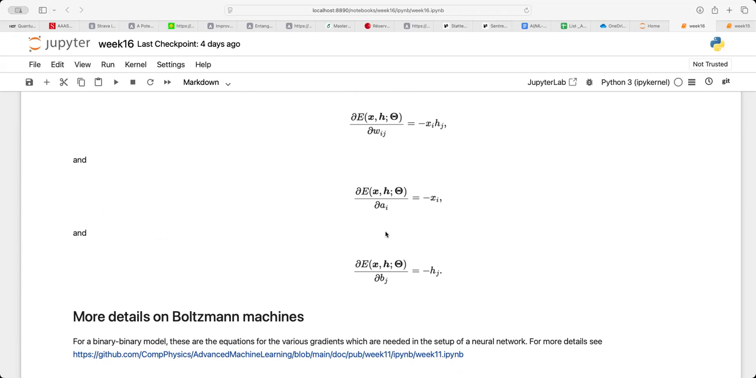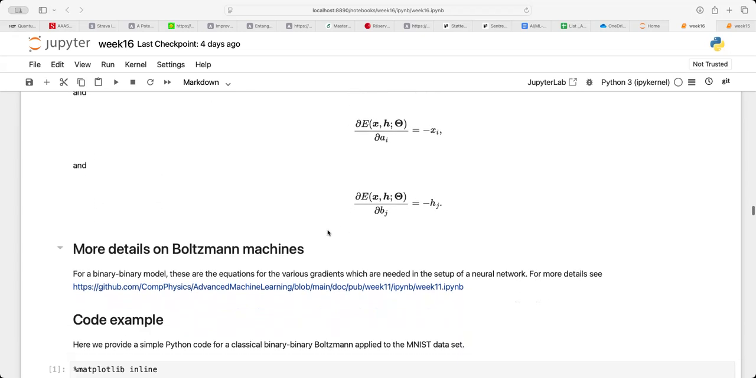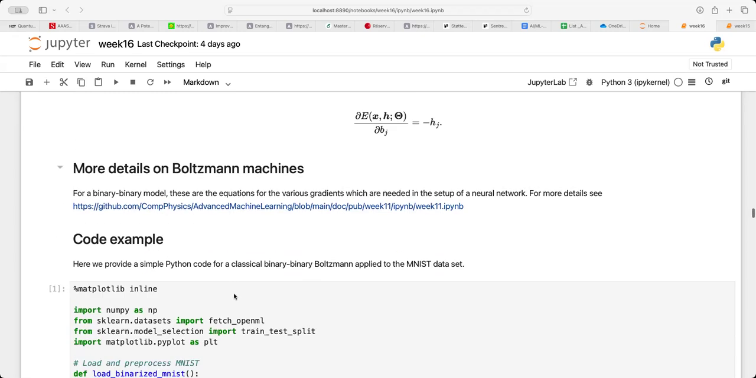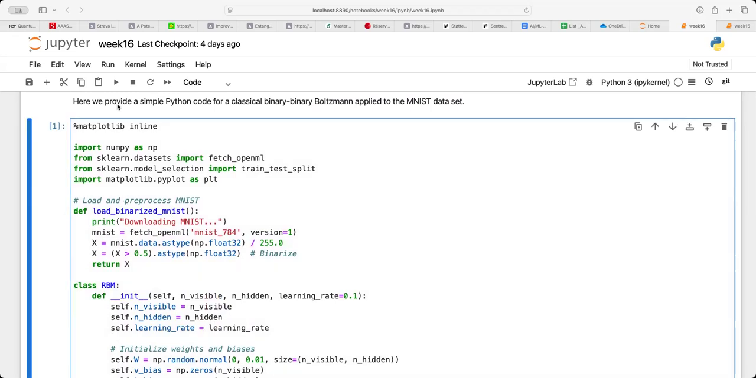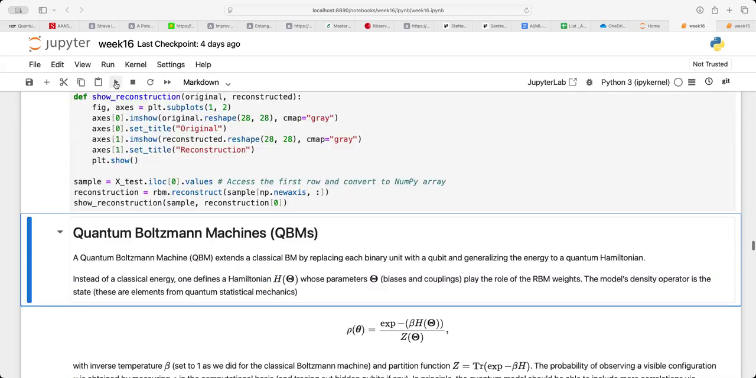So what I have here is actually a link to more details, because I'm also teaching a course on advanced machine learning. And I actually spend 6 hours on Boltzmann machines and discussing the codes. So I'm just giving you the overarching view on it. I hope you can forgive me for that. There's also a code example where I train on the MNIST data. And in this specific case, I use a binary Boltzmann machine. So I train on the data.